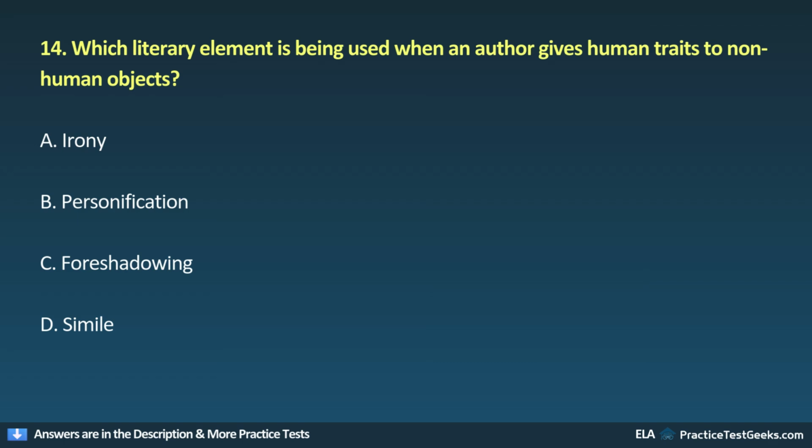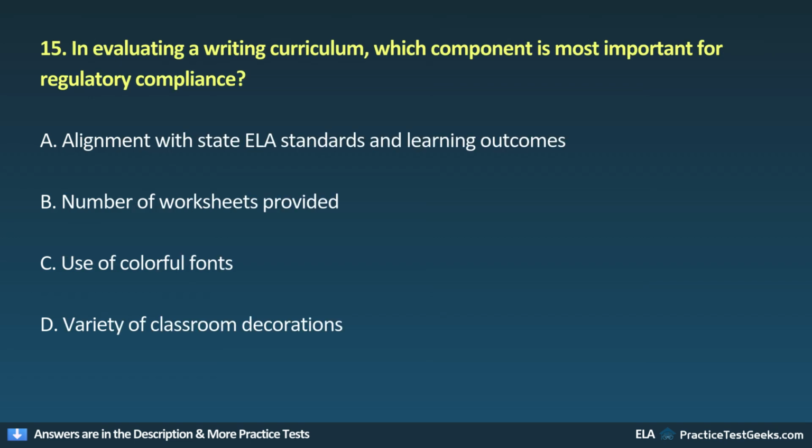14. Which literary element is being used when an author gives human traits to non-human objects? A. Irony. B. Personification. C. Foreshadowing. D. Simile.